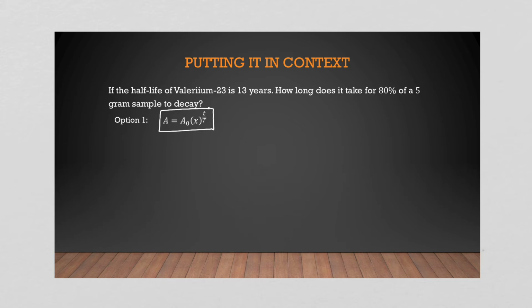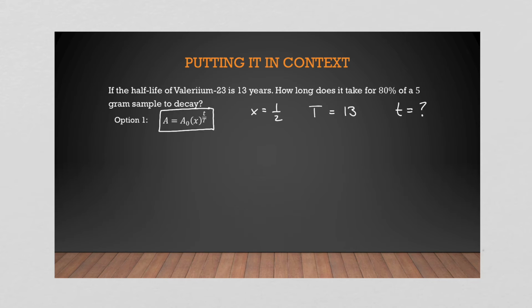So half-life of valerium. What does that tell us? That tells us it's half-life, so x is a half. And the half-life is 13 years. So that means the big T for time is 13 years. And what we want to know is the little t, right? We want to know how long does it take for 80% of a 5-gram sample to decay? So we're going to lose 80% of it, which means how much is remaining? We are keeping 20%.